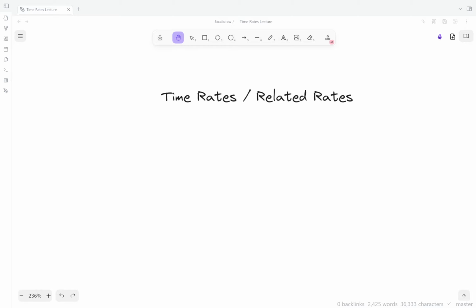Welcome to this lecture on time rates or related rates. So today we're going to talk about two things, which are actually just the same, time rates or related rates. These are called time rates because we're going to talk about derivatives that are all with respect to time. So we're interested in things that are changing with time. Also, we're going to find out that these rates are usually solved by finding out the rates of other variables and how they affect the rates that we're interested in.